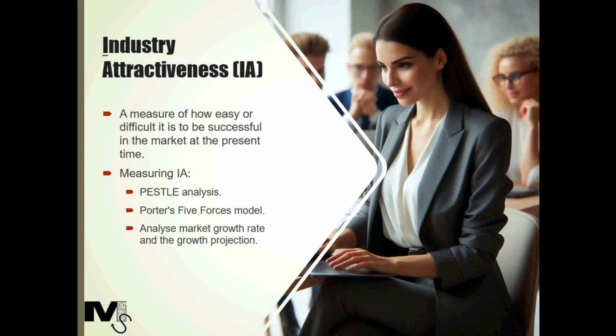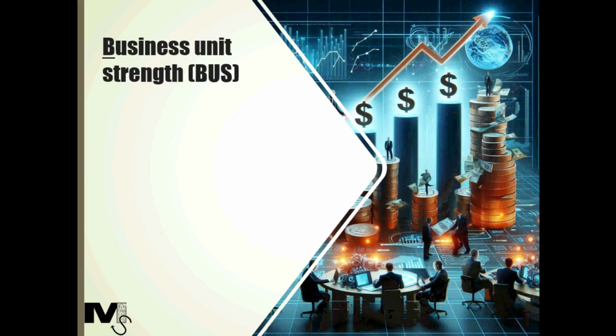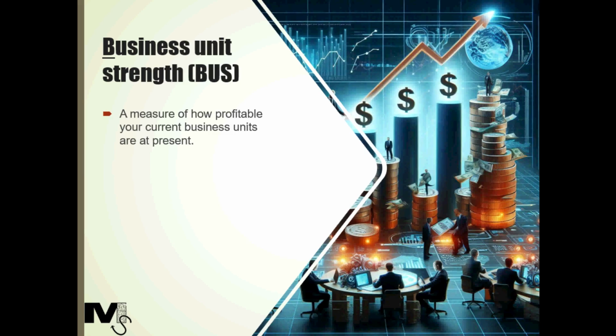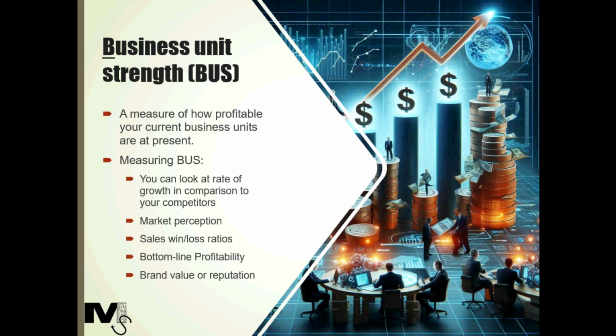Let's move on to the x-axis, which is business unit strength. This is a measure of how effective or profitable your current business units are in the market at the present time. This measure can obviously be subjective. Here are some of the ways of evaluating this. You can look at the rate of growth in comparison to your competitors. You can look at market perception for your SBUs, which can come out of analyst reports and market reviews of the products or services in the SBUs.